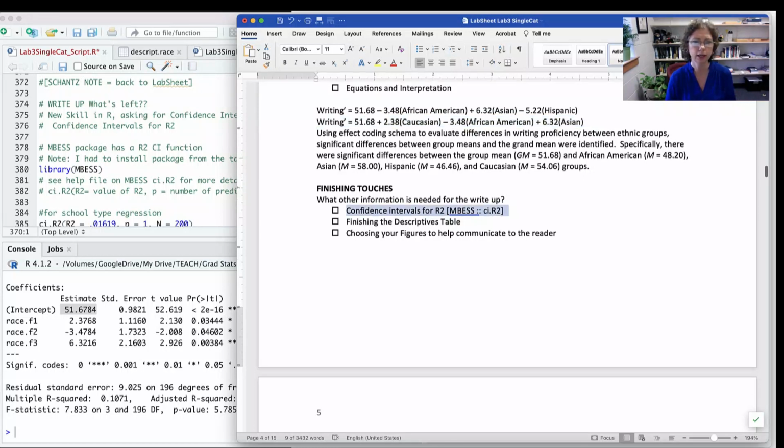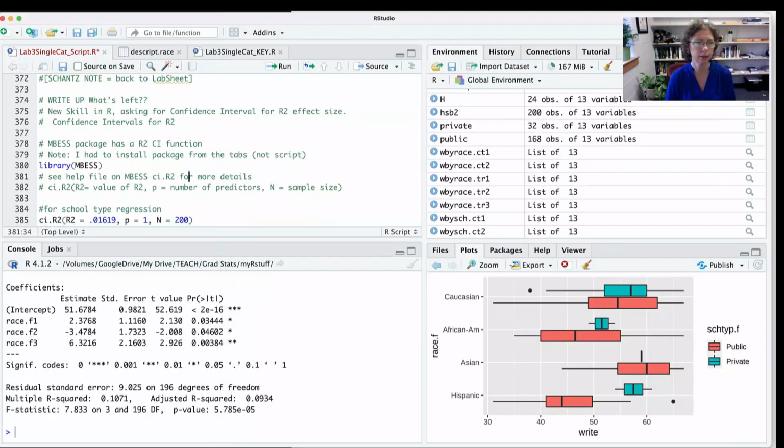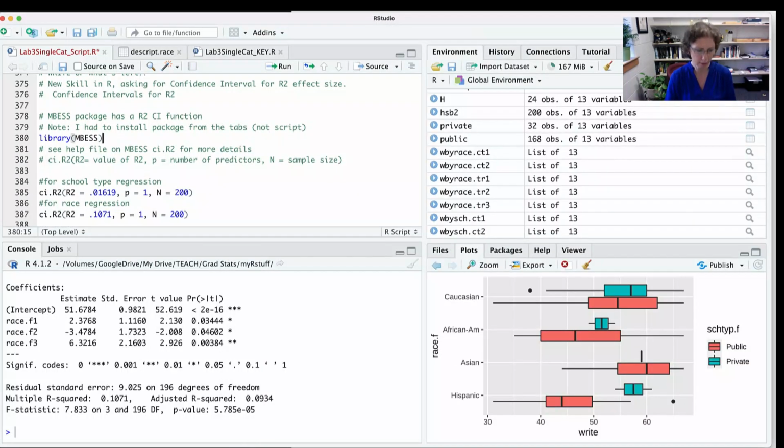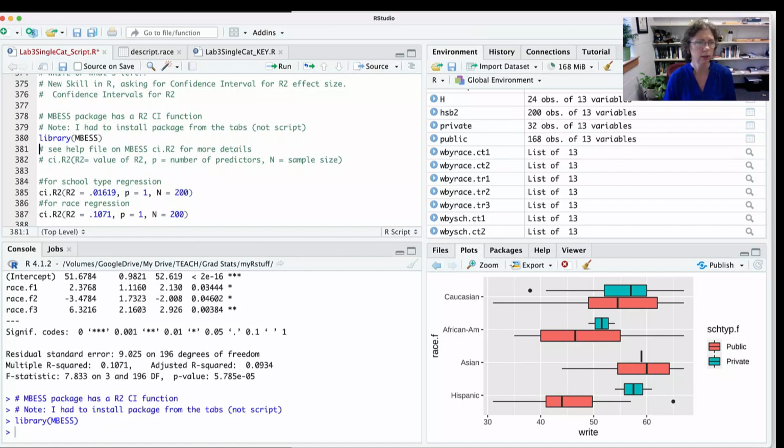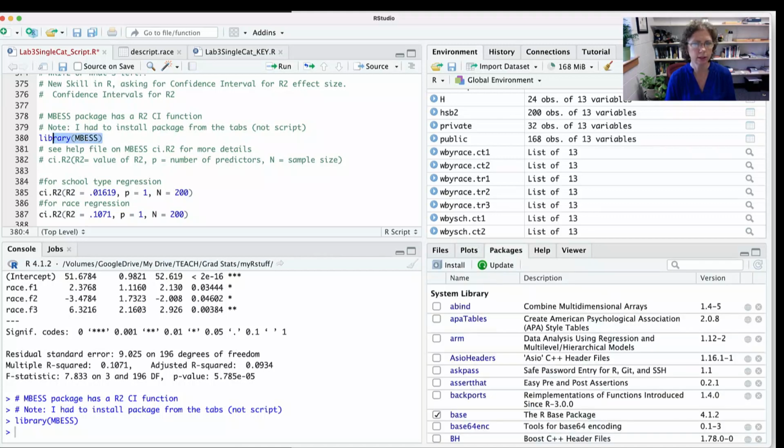First, you will want to request confidence intervals for the effect size for R squared. And we do that with a package called MBESS. Now, sometimes when I load MBESS, it only will let me load it from the Packages tab. So if it's not installing from script, I would say go load it in by installing from the tabs menu.